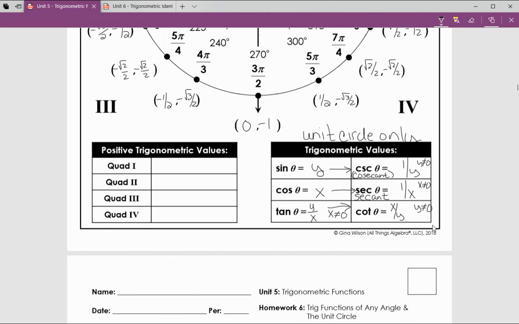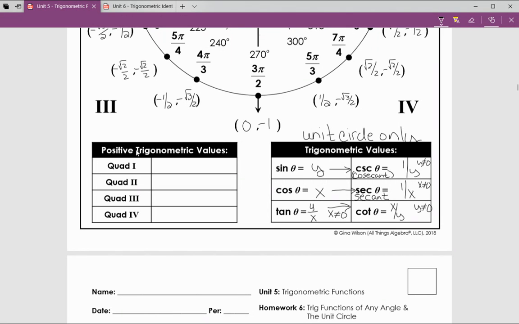Now, which 2 have no restrictions on them out of the 6? Sine and cosine. There's no denominator. So you've got 2 with no restrictions and 4 that have restrictions. At some point, these 4 could be undefined. And then some places they're defined. You'll get an actual answer for it.